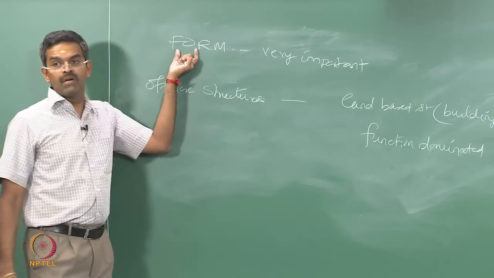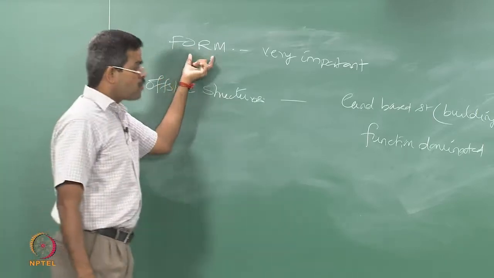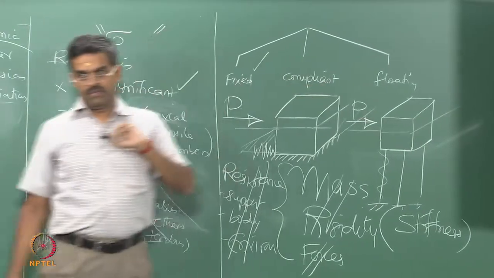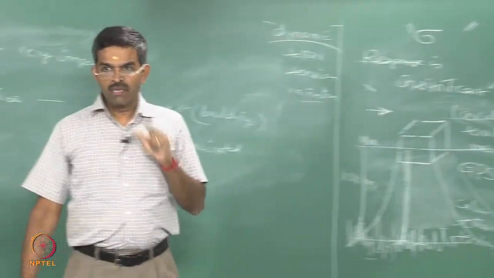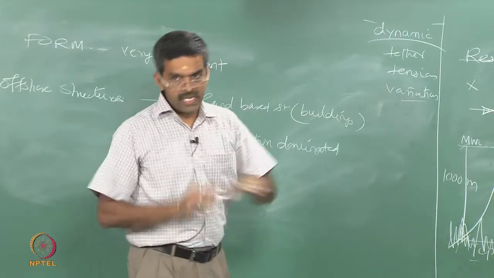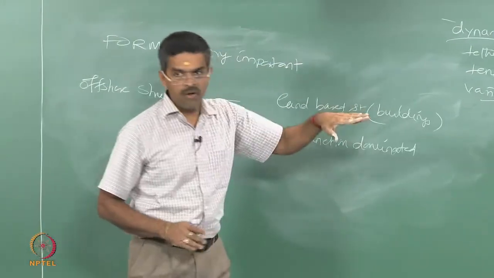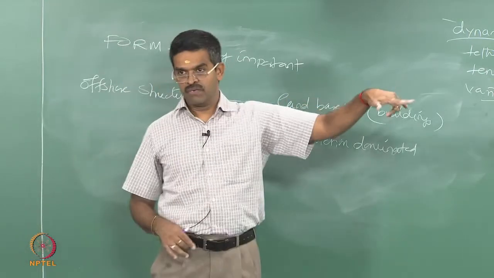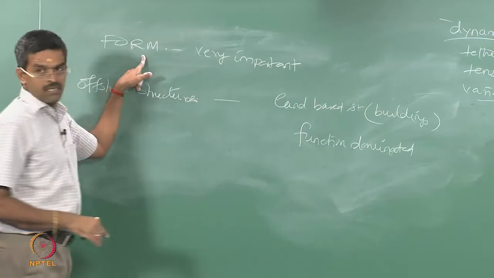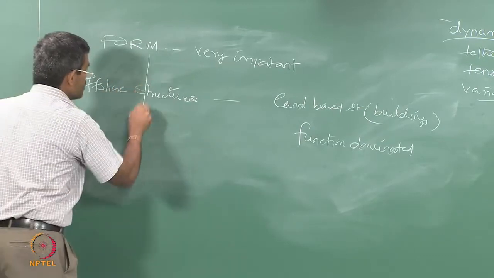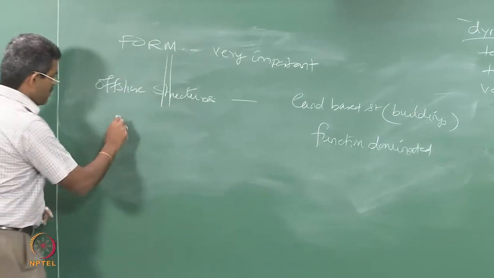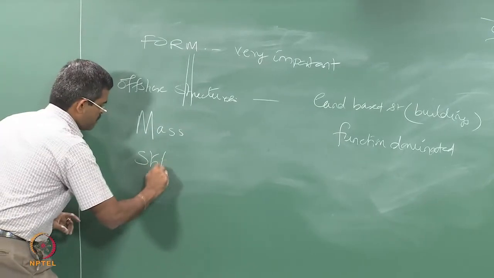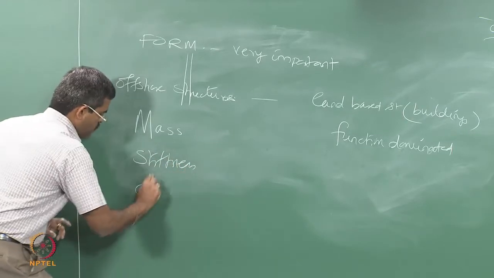So, they are form governed systems, because form is the one which either makes it compliant or floating or fixed, it is not the function. Remember, the function of all the three is exactly the same, all the three platforms are meant for oil exploration and production. So, function is same, form is different. So, form domination will influence three characteristics: the mass of the system, the stiffness of the system, and of course, the damping of the system.